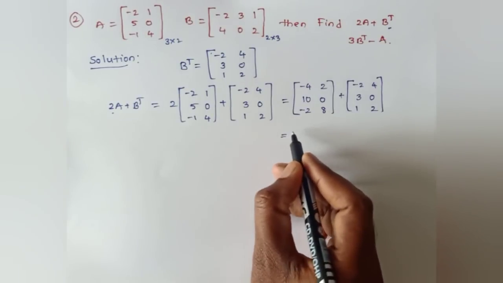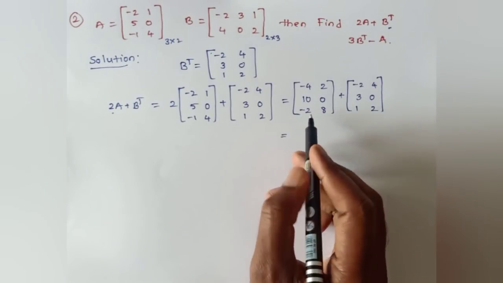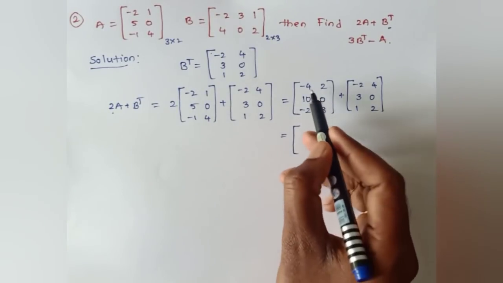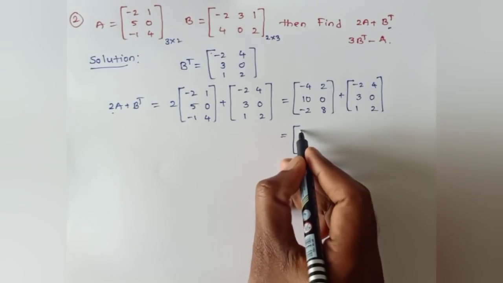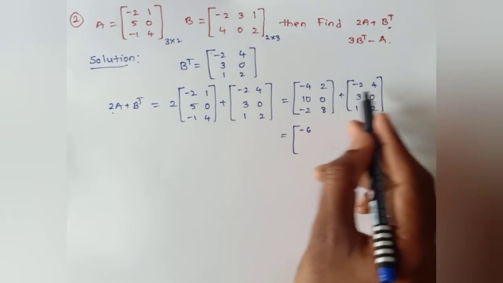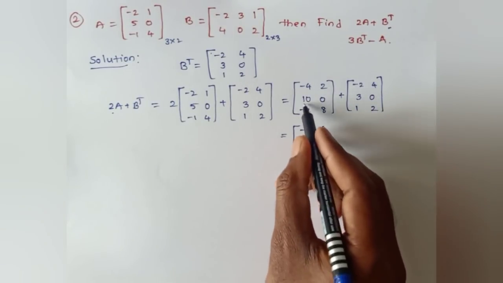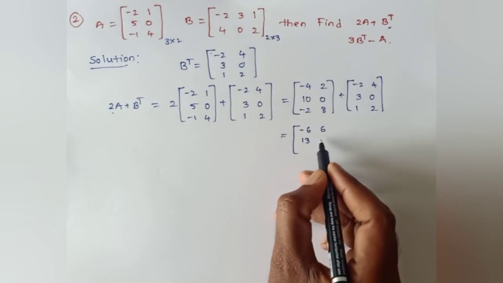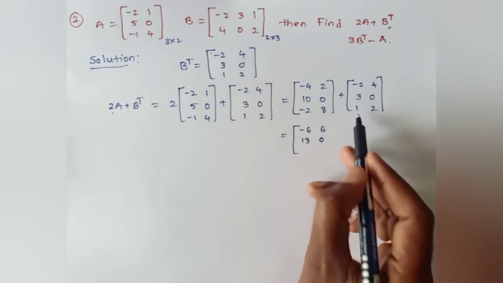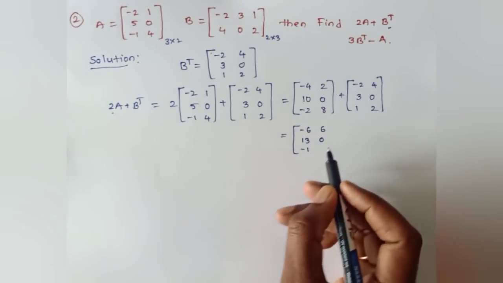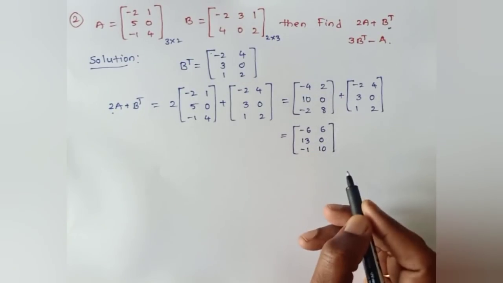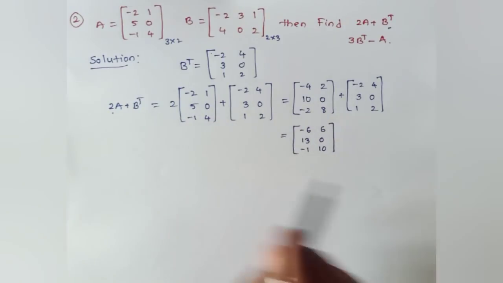Now, how to apply the addition of two matrices? By adding the corresponding elements of both the matrices. That is, minus 4 minus 2 is minus 6, 2 plus 4 is 6, 10 plus 3 is 13, 0 plus 0 is 0, minus 2 plus 1 is minus 1, 8 plus 2 is 10. So this is the first one. So 2(A plus B transpose) is this one.